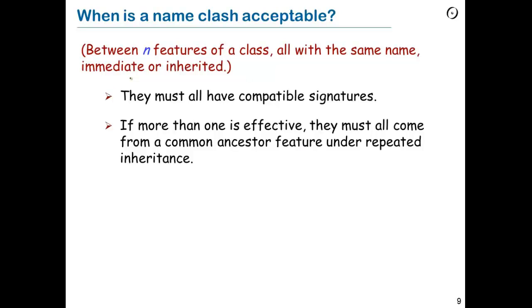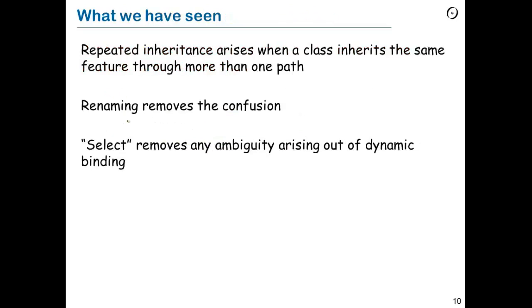So this gives us the final rule for when a name clash is acceptable. It's actually very simple. All the features inherited under the same name must all have compatible signatures, and if more than one is effective, then they must all come from a common ancestor feature through repeated inheritance, and then the select rule is going to apply.